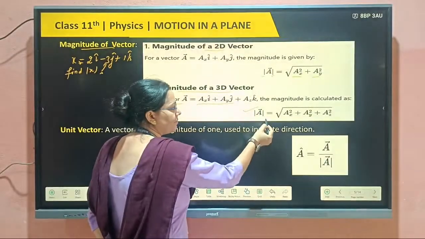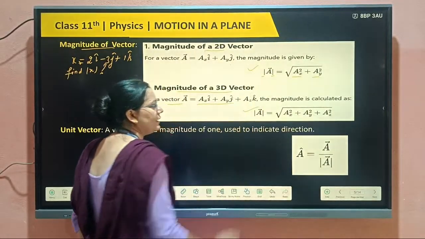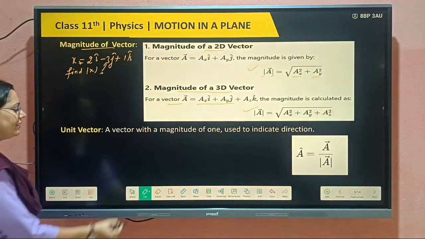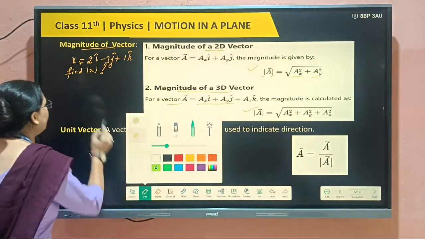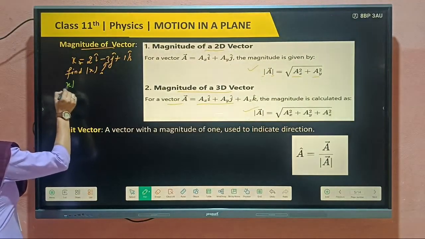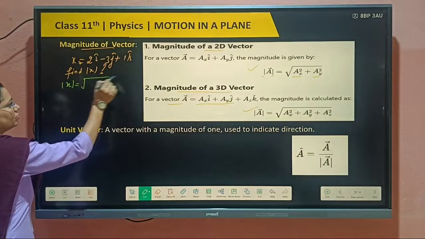If 3D is there, then apply this one. If 2D is there, then apply this one. So how can we find this? Of this one, the magnitude, we will write x magnitude under root.